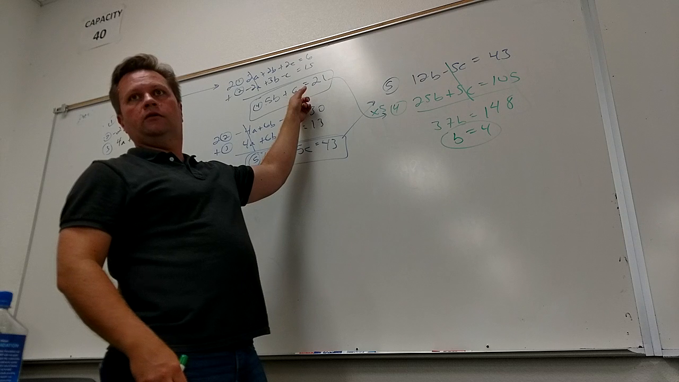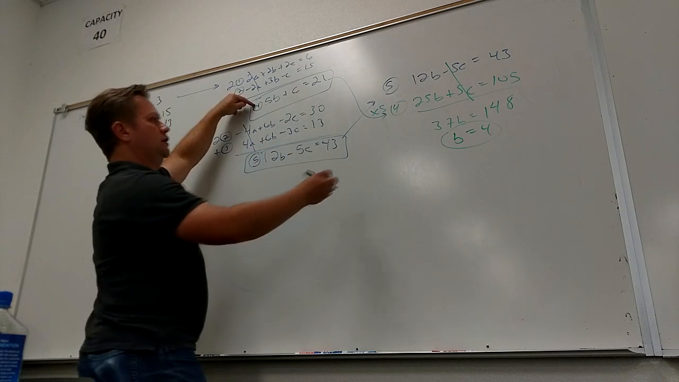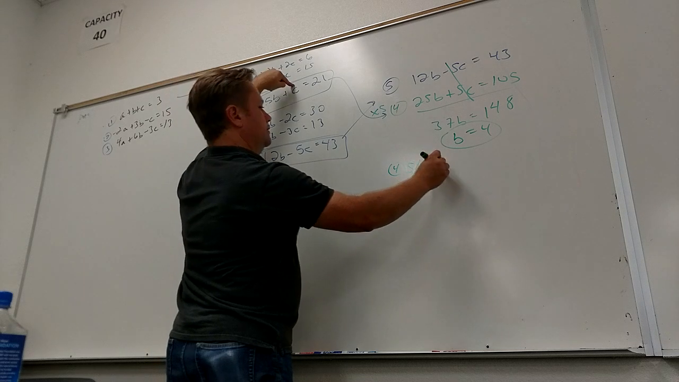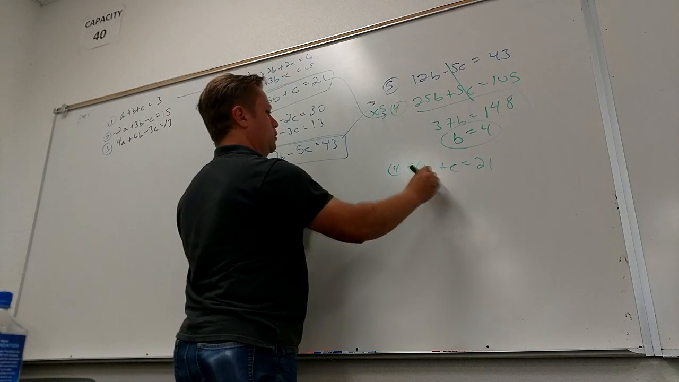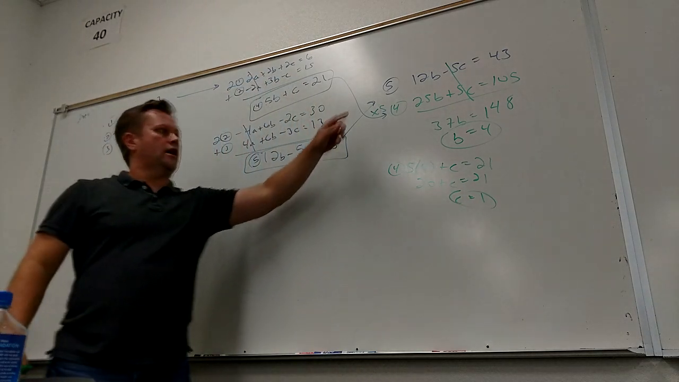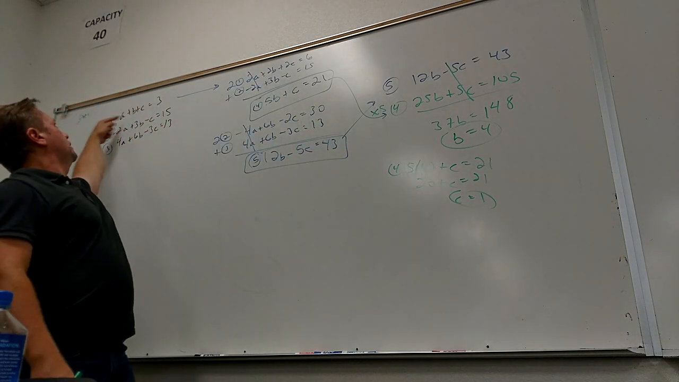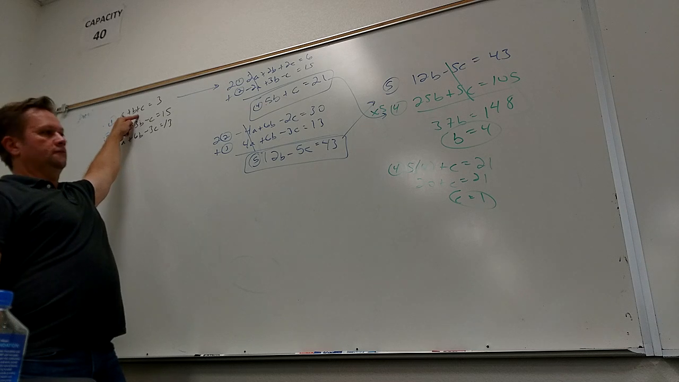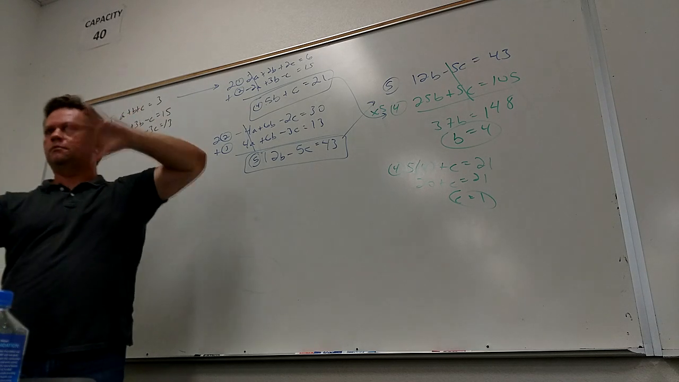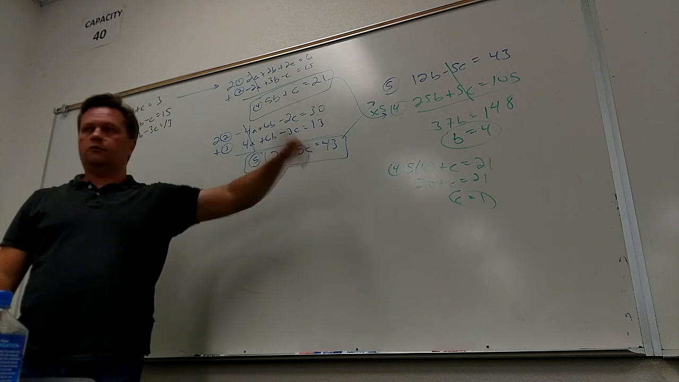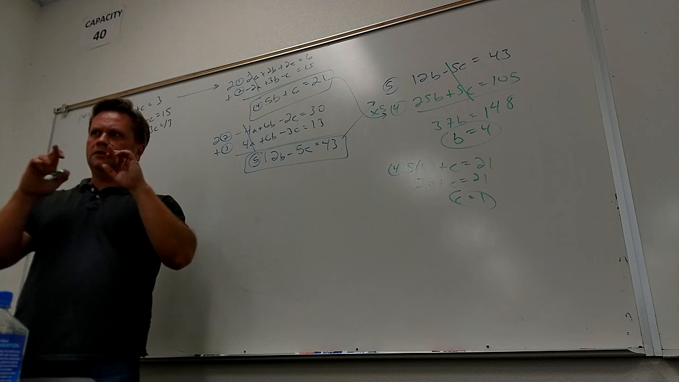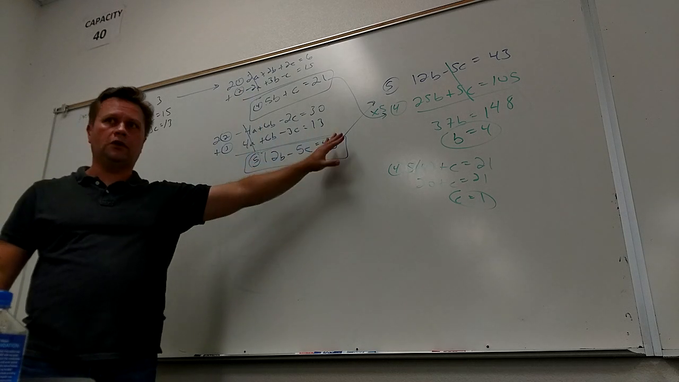Woohoo! Once you got B, you plug it back in to get C, right? I'd plug it in over here. So if I use it here, if I rewrote the 4th one, 5 times 4 plus C equals 21. 20 plus C is 21, so C is 1. And now that I got B and C, I can plug it back in here. A plus 5 is 3, so A is -2. I get my -2, 4, 1.